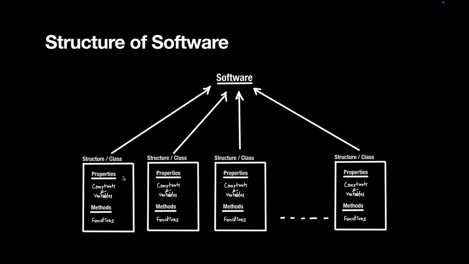So an entity is a collection of properties and behaviors, and these properties are represented by constants and variables in Swift. This is where we are going to start. We are going to learn constants and variables. This is where we start our software journey.